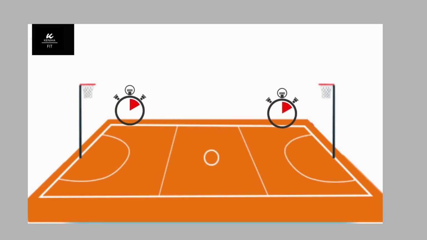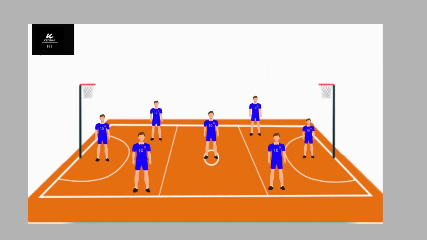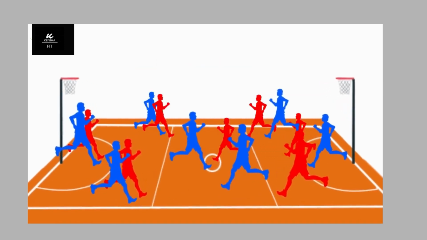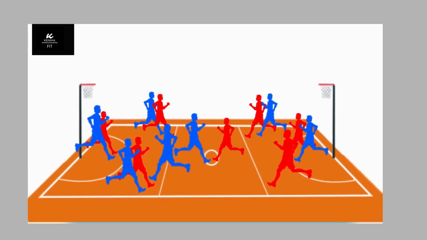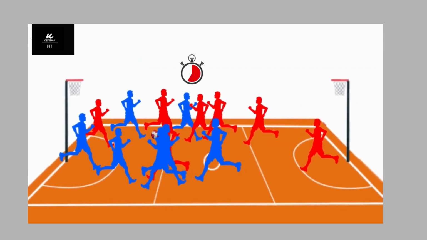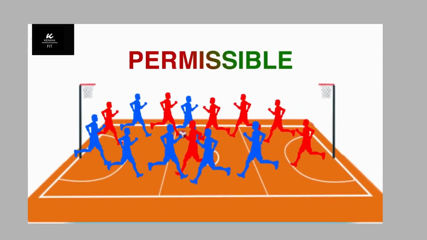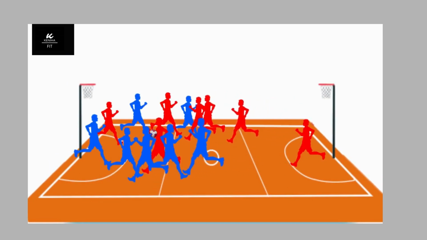6. Between the second and third quarter, a halftime of 5 minutes is given. 7. Each team can have a maximum of 7 players and a minimum of 5. 8. If a player moves into a position that they shouldn't be in, they'll be deemed to be offsides. 9. Players cannot hold the ball for more than 3 seconds. 10. It's not permissible for players to take more than 1.5 steps when in possession of the ball.